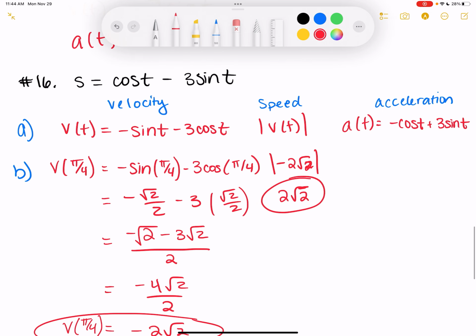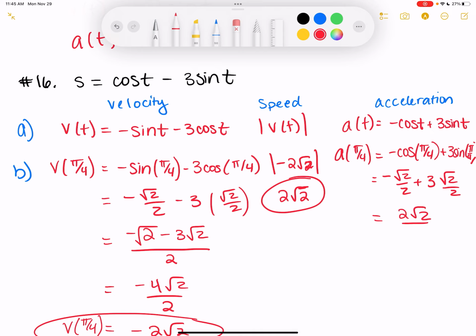So a of pi over 4 is equal to negative cosine of pi over 4 plus 3 sine of pi over 4. It almost fits, it's just really squished together. All right, so we already said cosine of pi over 4 is root 2 over 2. So this is negative root 2 over 2 plus 3 times sine of pi over 4, root 2 over 2. So that's going to give us 2 root 2 over 2, which is just the square root of 2. So a of pi over 4 is equal to the square root of 2.